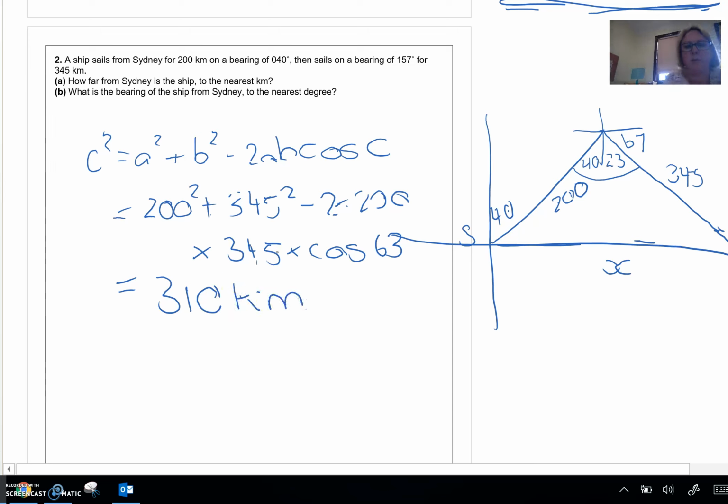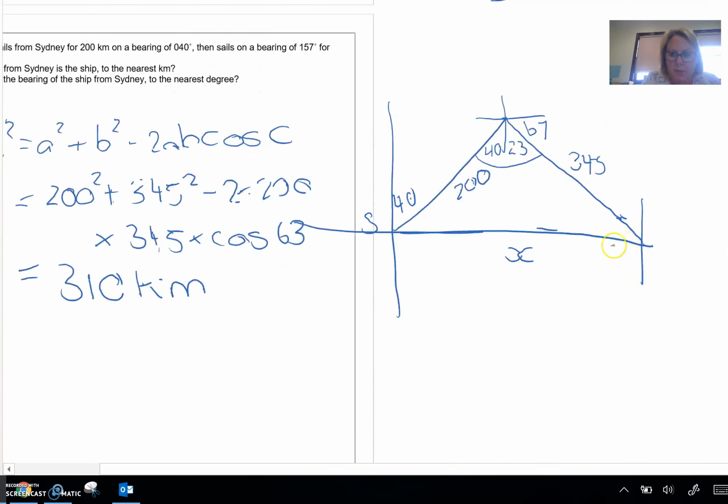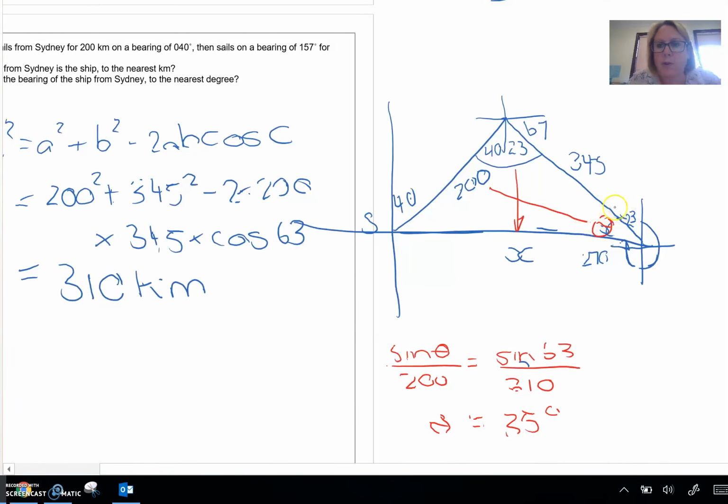What is the bearing of the ship from Sydney? Okay, let's come over here. I need to know what this angle is here. If I find this angle, I know that this one's 23, and I know that to here is 270. Okay, I found this theta. I changed colour so it would be a bit clearer. I found this theta by going sine theta on 200 is equal to sine 63 on x, which we know is 310, using the sine rule. I found that it's 35 degrees.